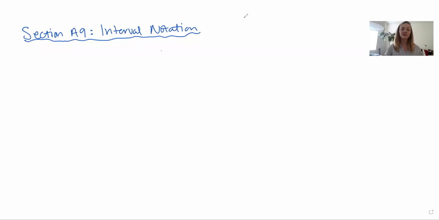Everyone. So in this section, our section for Monday, August 30th, we're going to be talking about interval notation. This is section A9 in the book.